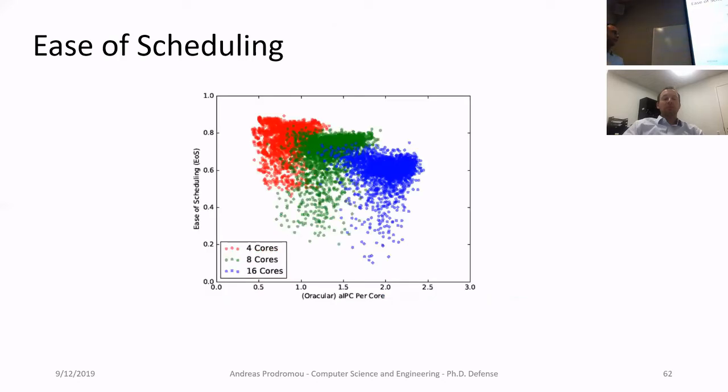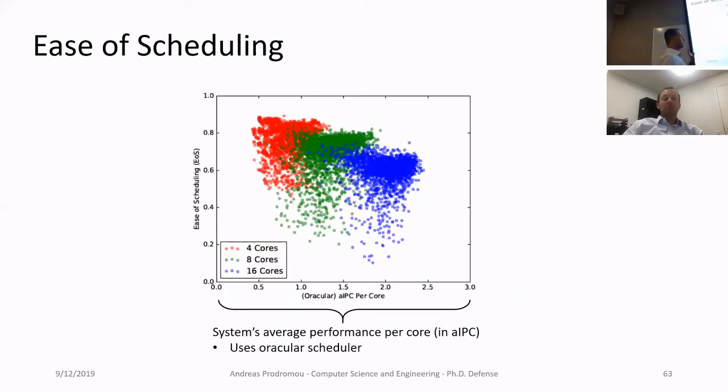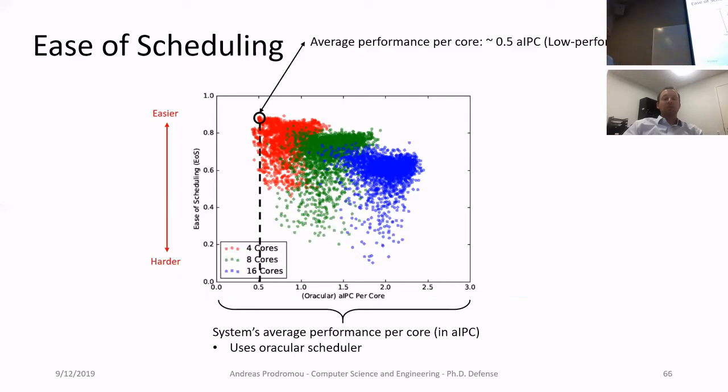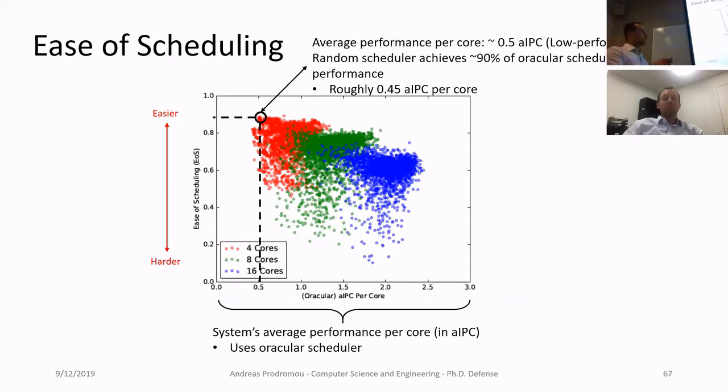Our results look like this. On the X axis, we have the system's average performance, assuming optimal oracular scheduling. On the Y axis, we have the ratio of the random scheduler against the oracular scheduler. The higher up we are, the easier the system. To give an example, this system is quite low performance, 0.5 alpha IPC per core on average. But the random scheduler can achieve 90% of the oracular scheduler's performance.